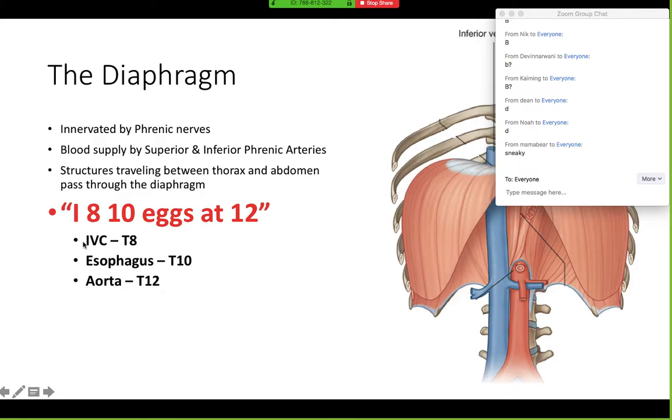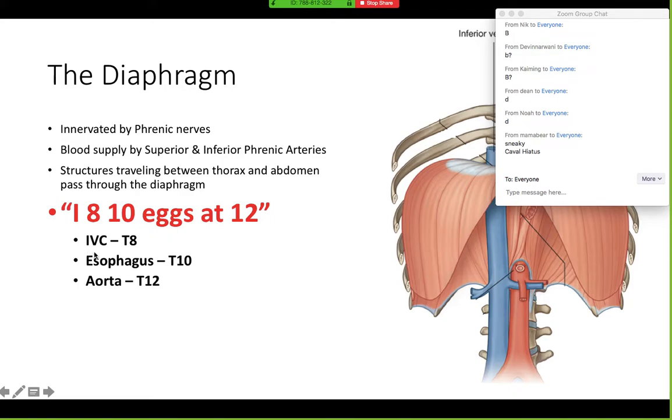I8 refers to the fact that the IVC travels through the diaphragm at the level of T8. 10 eggs, esophagus at the level of T10, and then at 12, the aorta at the level of T12. Okay, so what is traveling with the IVC, and what is the name of that hiatus? So you want to know these three, right? The caval hiatus, that's correct.